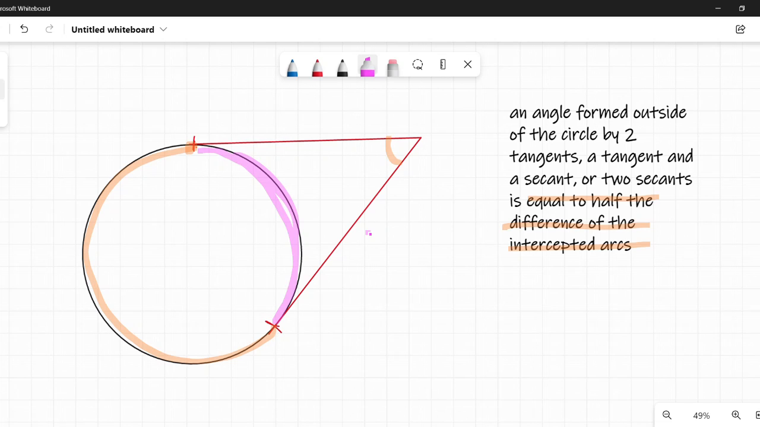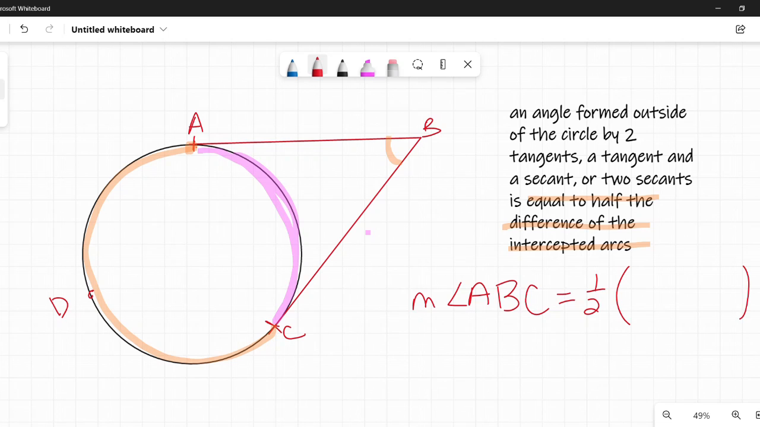So in this case, I'm going to say this is A, this is B, and this point is C. Now I can write this in a very specific little format here. I'm going to need a little point out here too, call it D. So this angle, the angle formed outside of the circle, is angle ABC. This little m means measure of. So the measure of angle ABC is equal to half the difference. Difference means subtract. We don't use this term difference that often.